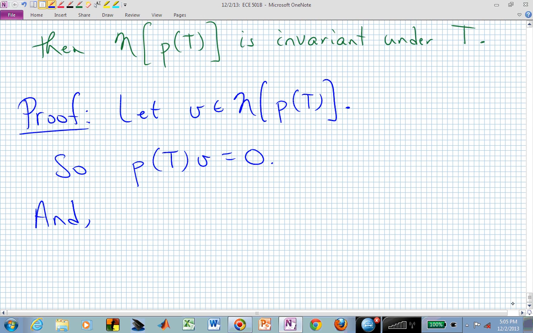Let's look at the next piece. Now suppose that we had P of T, but instead of operating on V, we operate on T operating on V. But now I claim that that T can actually slide outside P of T. P of T is a matrix.